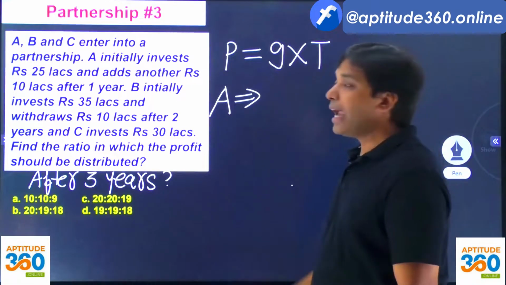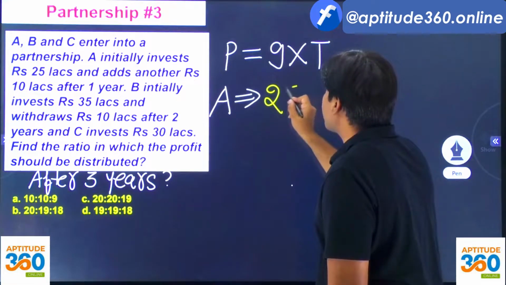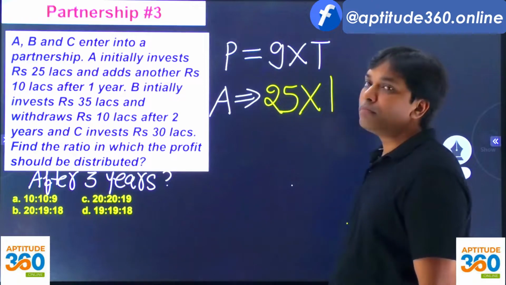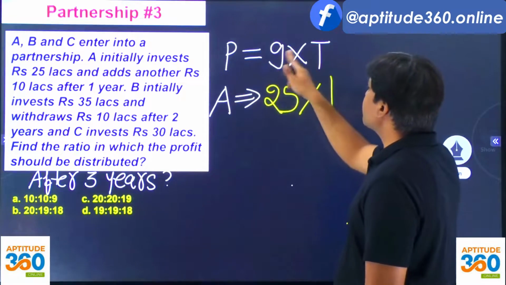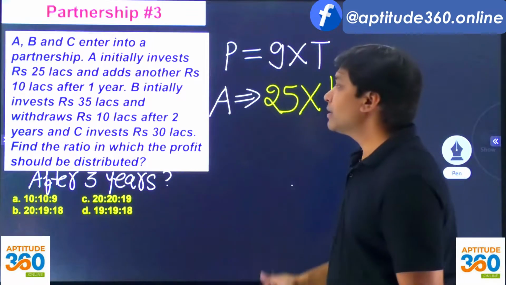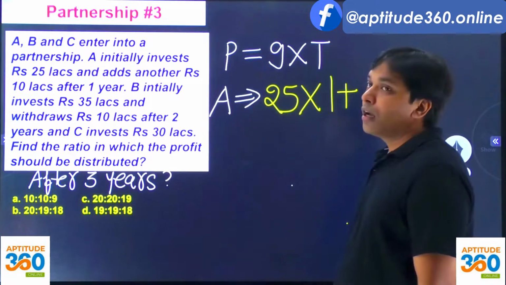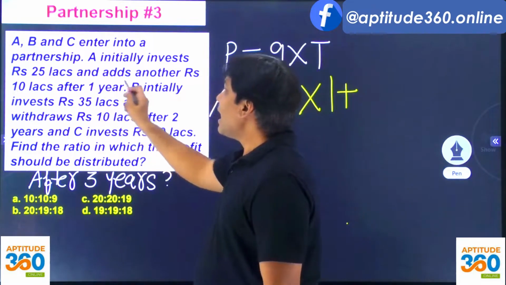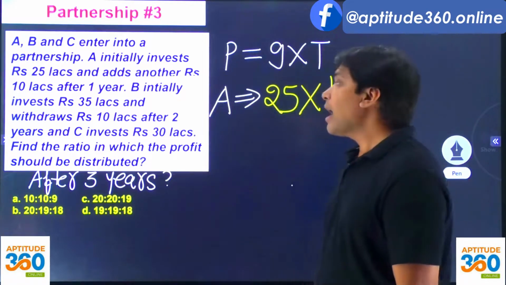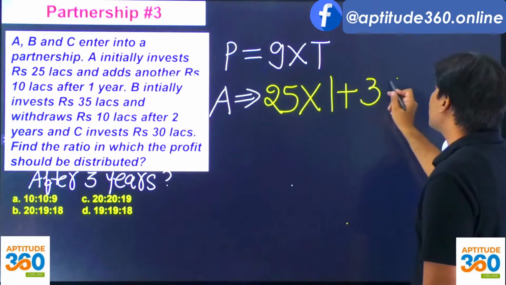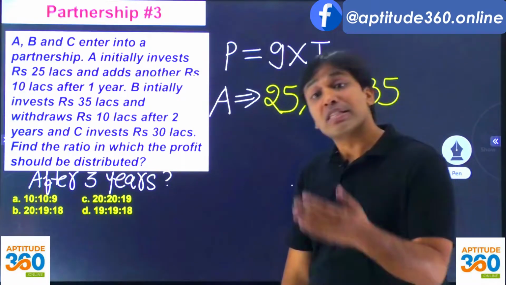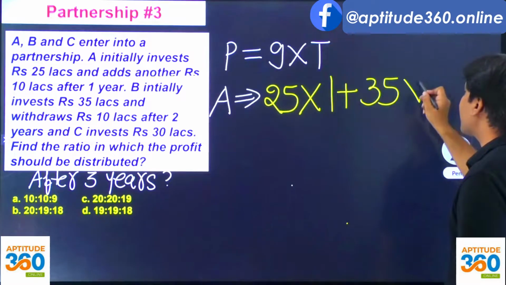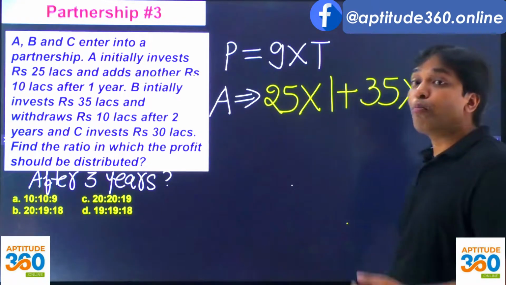So A has invested rupees 25 lakh rupees. Understand this. 25 lakh rupees for the first year. So in order to find out profit, investment and time, both of them have been multiplied. Now, because the business is going to be there for 3 years and the problem says that A has added another 10 lakh rupees after 1 year, the total capital that A has invested in the business has now become 35 lakh rupees. You understand this? And with 35 lakh rupees, A is there in the business for 2 more years.